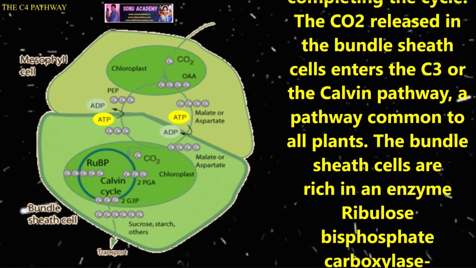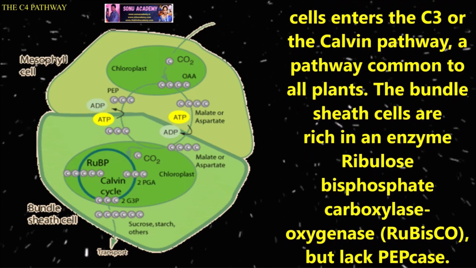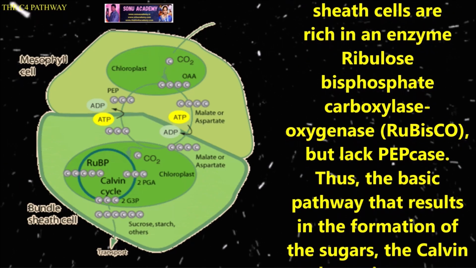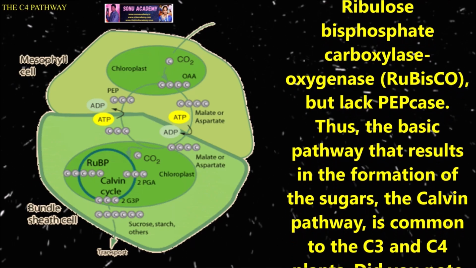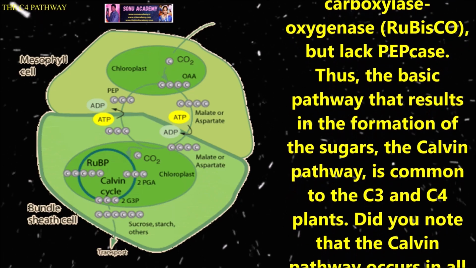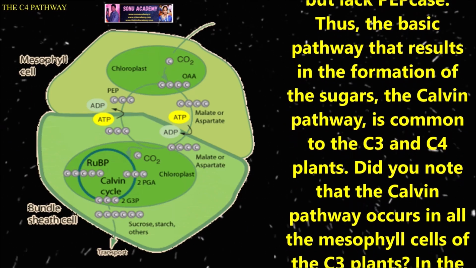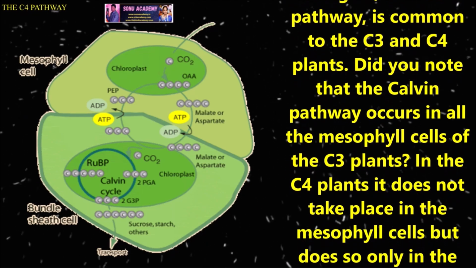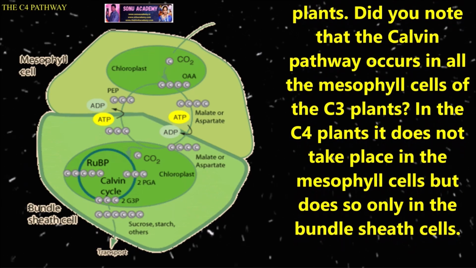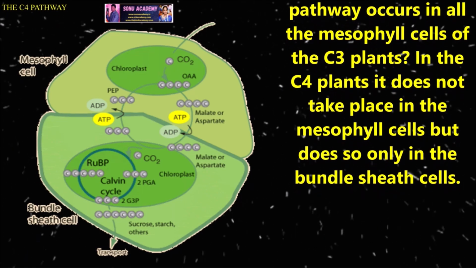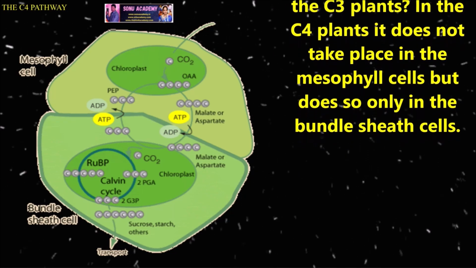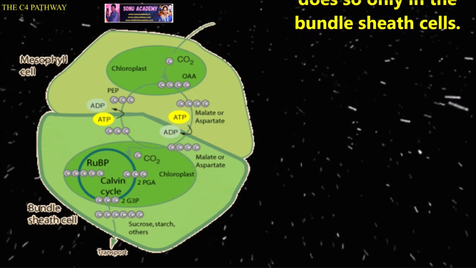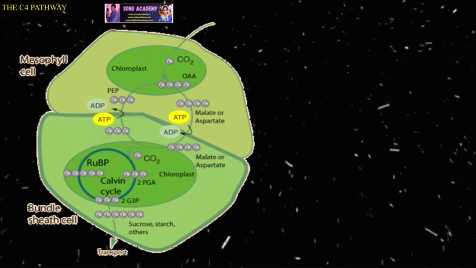The CO2 released in the bundle sheath cells enters the C3 or the Calvin pathway, a pathway common to all plants. The bundle sheath cells are rich in the enzyme ribulose bisphosphate carboxylase oxygenase, but lack PEPcase. Thus, the basic pathway that results in the formation of sugars, the Calvin pathway, is common to the C3 and C4 plants. Did you notice that the Calvin pathway occurs in all the mesophyll cells of the C3 plants? In the C4 plants, it does not take place in the mesophyll cells but does so only in the bundle sheath cells.